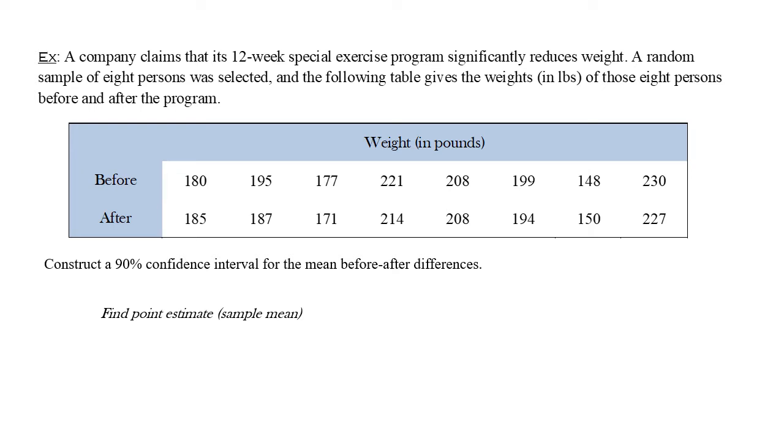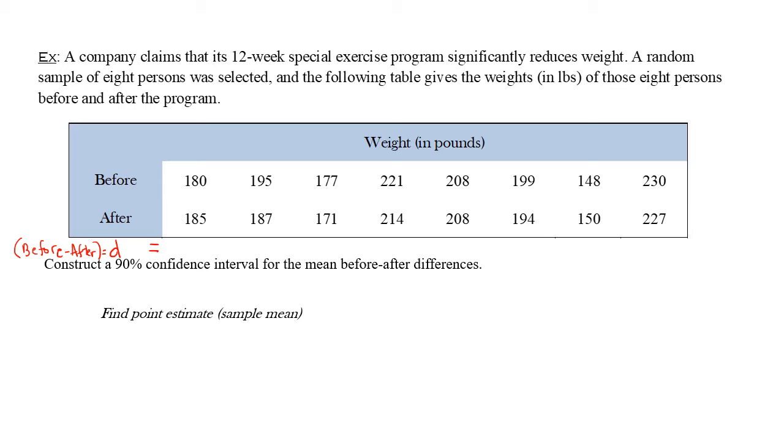A company claims that its 12-week special exercise program significantly reduces the weight. A random sample of 8 persons was selected, and the following table gives the weights in pounds of those 8 persons before and after the program. So before I go any further, I'm going to fill in another row here that looks at the differences. So what I'll do is subtract before minus after, the top column minus the bottom column, to get the D.